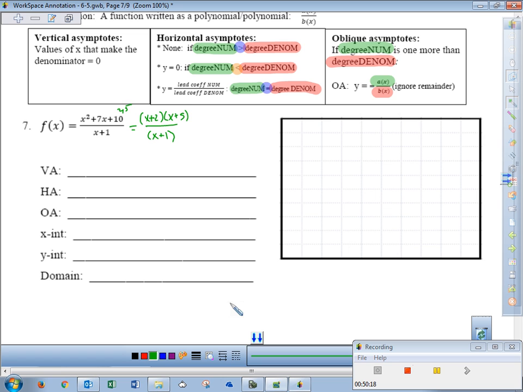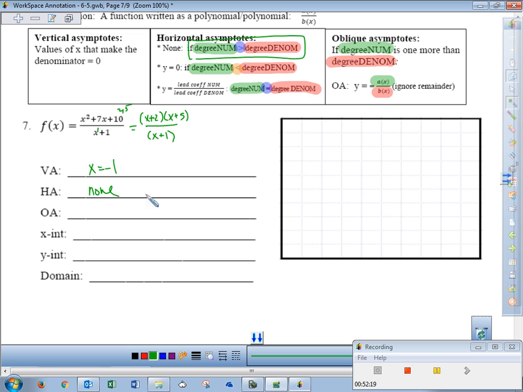No holes. Asymptote me. Give me the 3 bits of information for the asymptotes. Is there a vertical asymptote? Where at? X equals -1. Horizontal asymptotes, I got to check the degree. This degree is 2. This degree is 1. Right? The degree of the numerator is bigger than the degree of the denominator. That's this category right here. So that means that there are none.